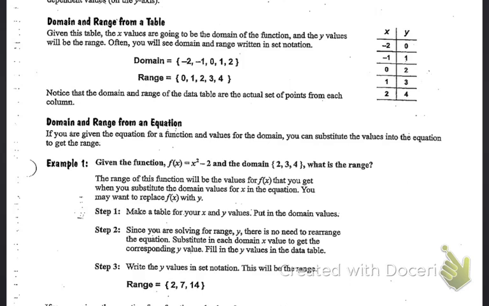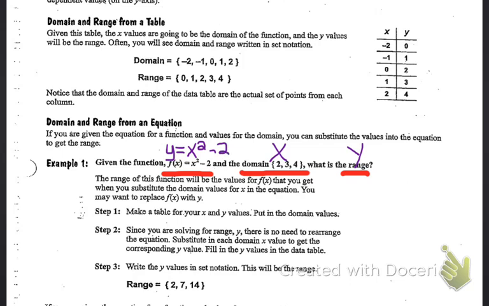Let's take a look at example 1. Given the function f of x equals x squared minus 2 and the domain 2, 3, and 4, what is the range? So we need to know what domain and range are. Of course, we say that our domain is our x values and our range is our y values. So if we have the equation f of x equals x squared minus 2, that's just the same as having y equals x squared minus 2.